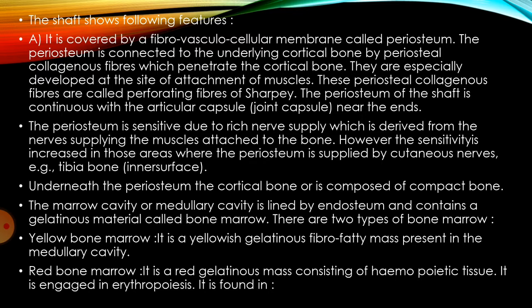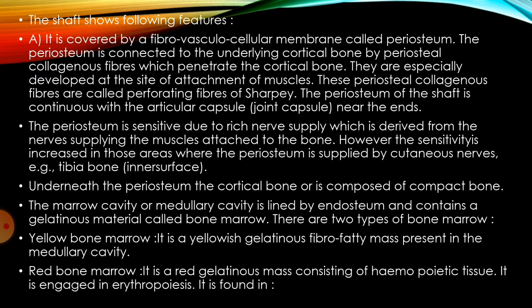So the articular part basically आपके पास जो हैं उनके surrounding में capsule होता है. So the periosteum of the shaft will be continuous with the articular capsule near the ends. The periosteum is sensitive due to its rich nerve supply, which is derived from the nerve supplies supplying the muscles attached to the bone. However, the sensitivity increases in those areas where the periosteum is supplied by the cutaneous nerve, for example, in the tibia.